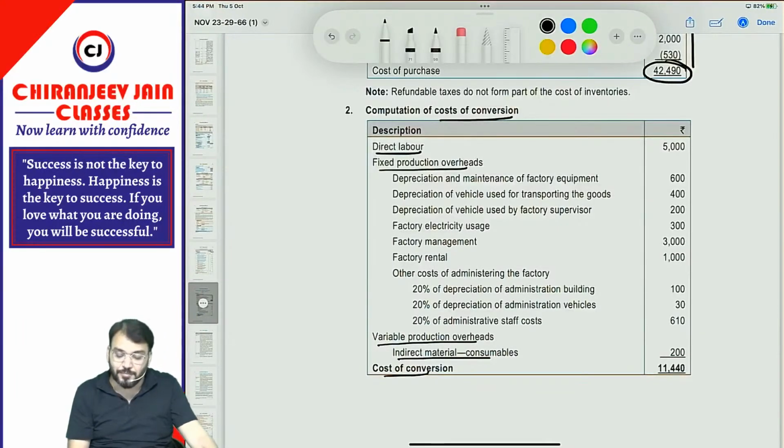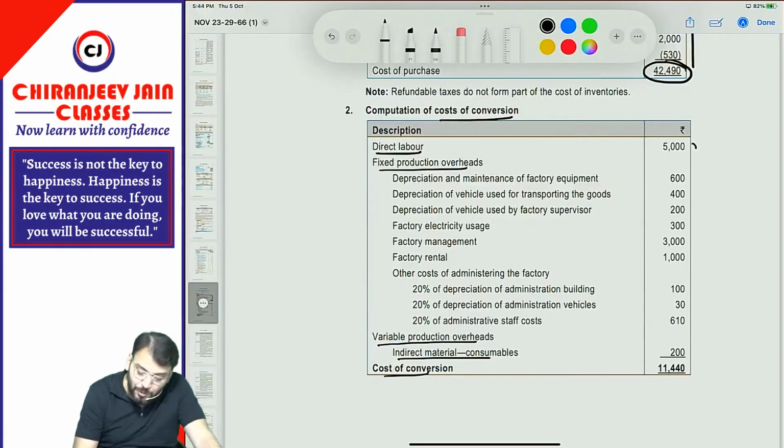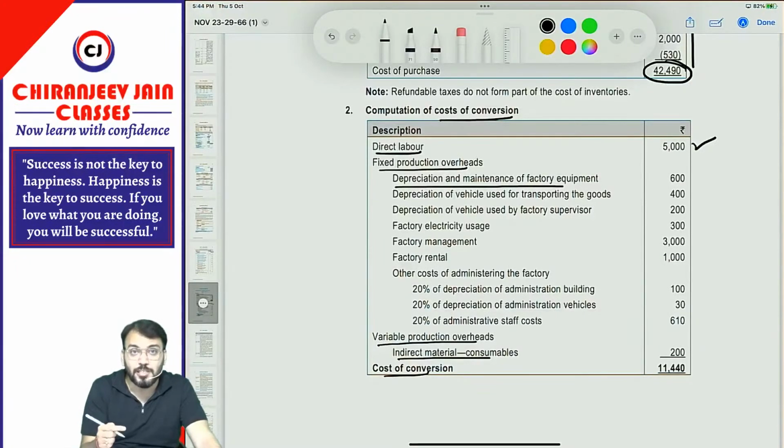What journal entry have they done? They have done inventory account debit to bank for this. Then for depreciation and maintenance of factory equipment, what will be the journal entry? For depreciation, we need to increase inventory and decrease PPE. So we will do inventory account debit to PPE.